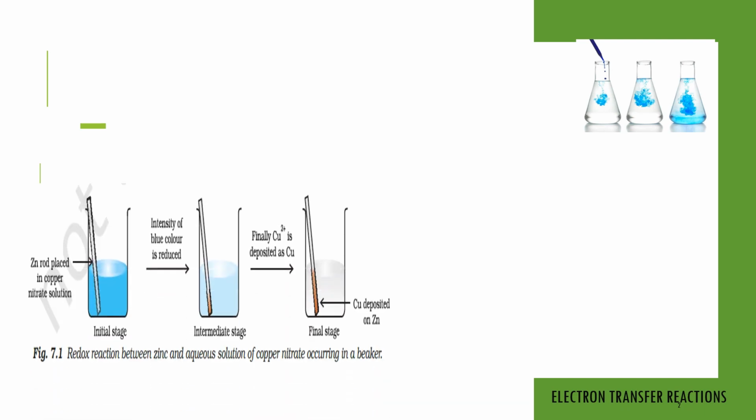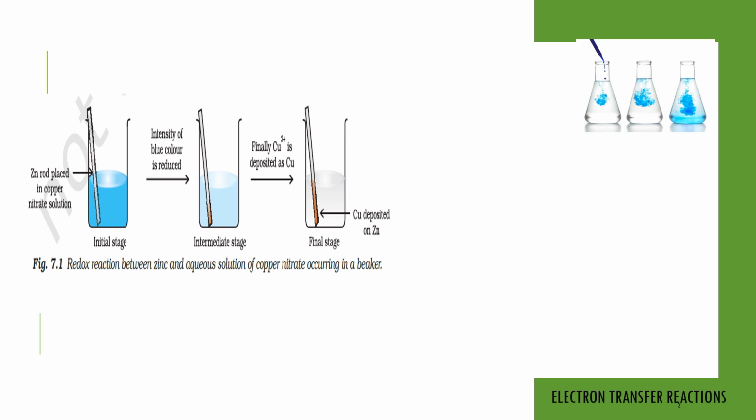So here, when you put a metallic strip of zinc, or you can say zinc metal, in an aqueous solution of copper nitrate for about 1 hour. You can see in this picture, zinc rod placed in a copper nitrate solution, which in the initial state you can see is in blue color. But when the intensity of blue color is reduced, now you can see the intermediate stage, that is the stage in between the first stage and the final stage. So here you can see the little bit disappearance of blue color of copper nitrate solution.